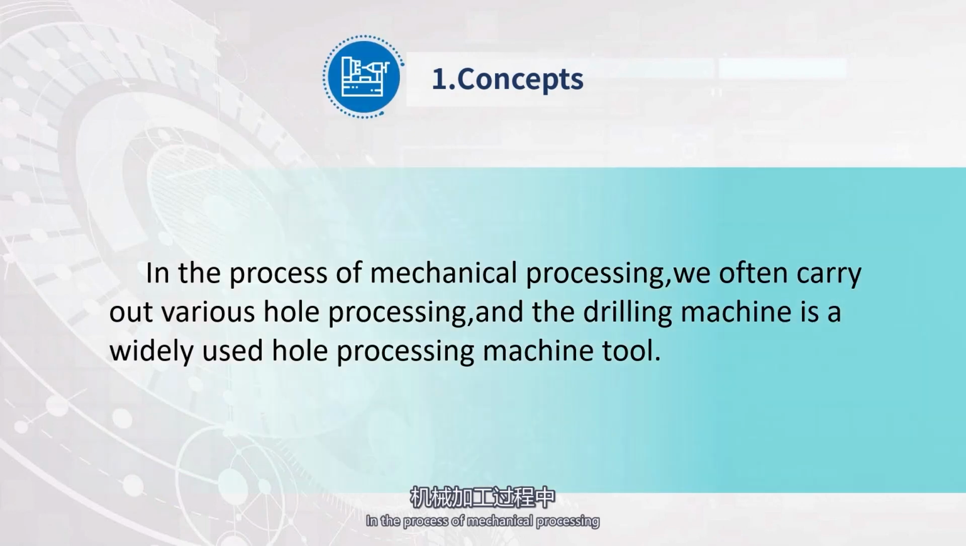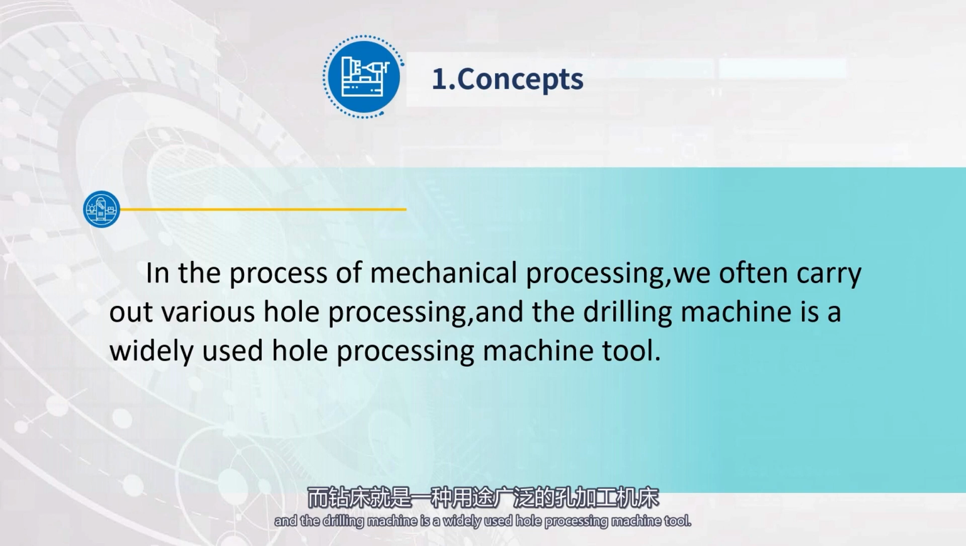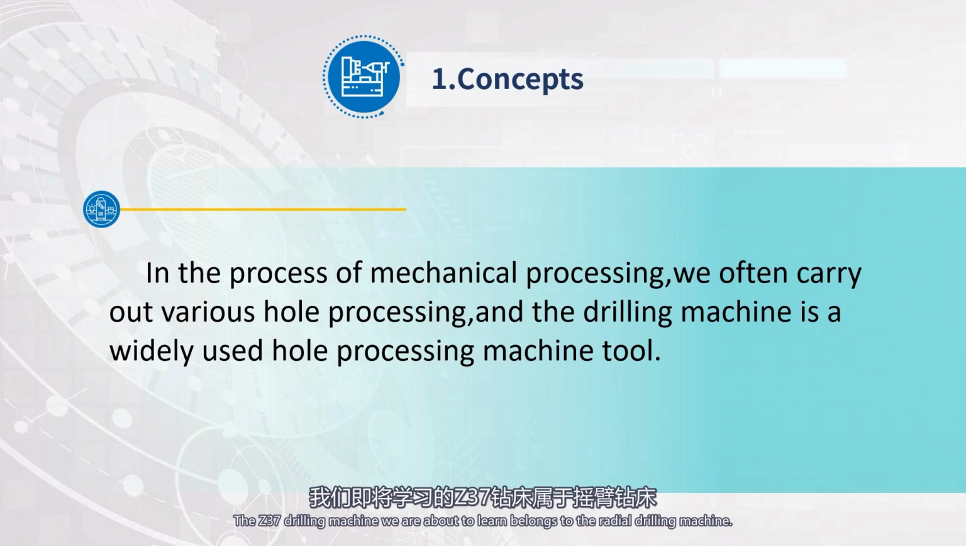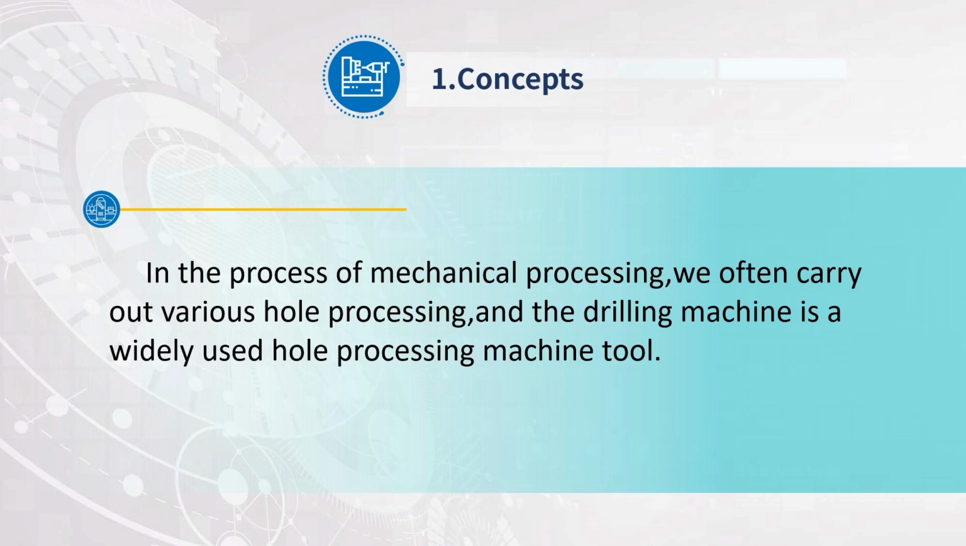In the process of mechanical processing, we often carry out various hole processing, and the drilling machine is a widely used hole processing machine tool. Common drilling machines include desktop drilling machines and radial drilling machines. The Z37 drilling machine we are about to learn belongs to the radial drilling machine.